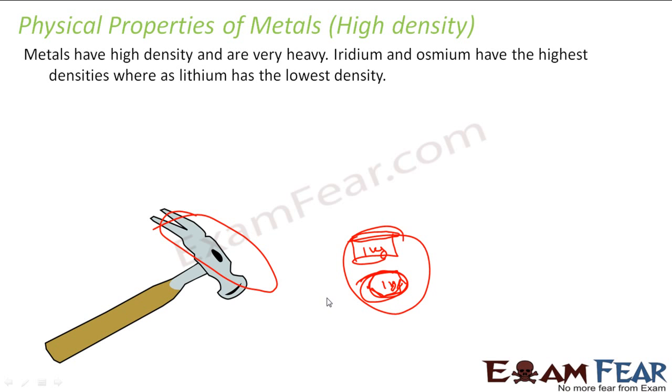So the point I'm trying to say is metals have high density. And here iridium and osmium have the highest density, whereas lithium has the lowest density. Please note, lithium has the lowest density and iridium and osmium have the highest density. So generally metal has high density.